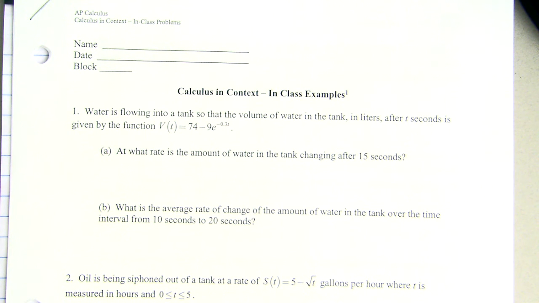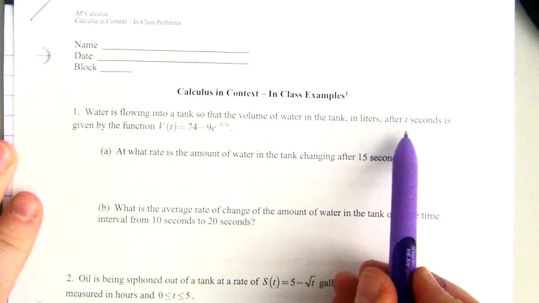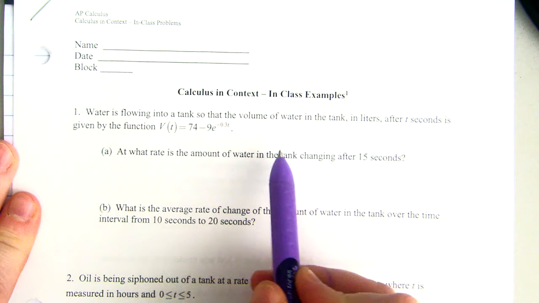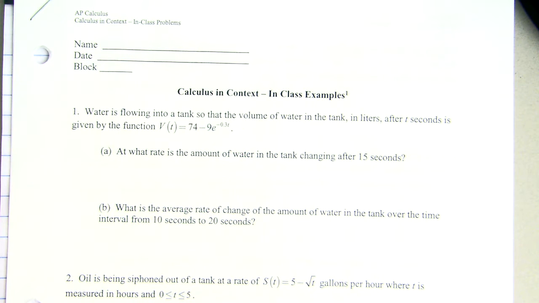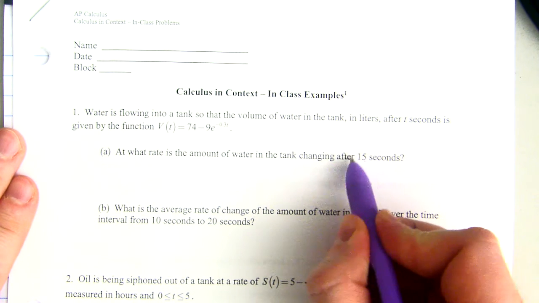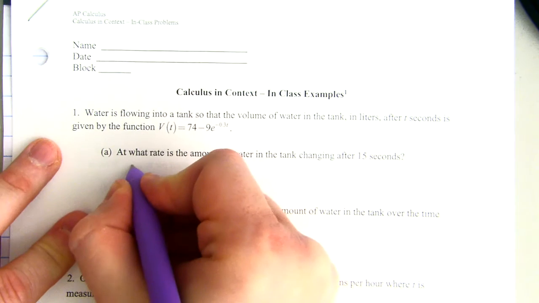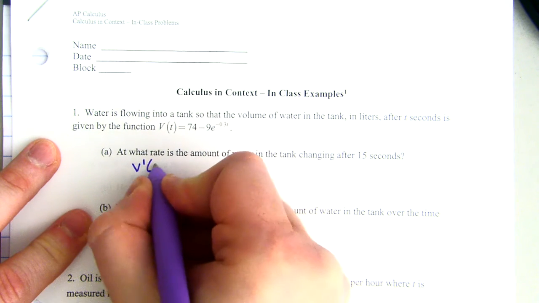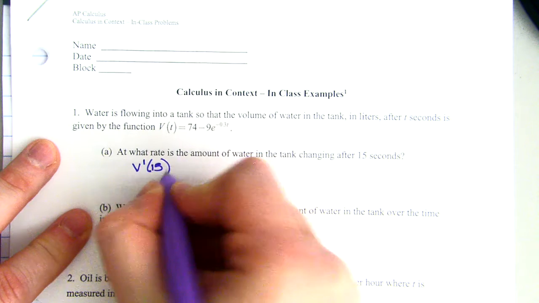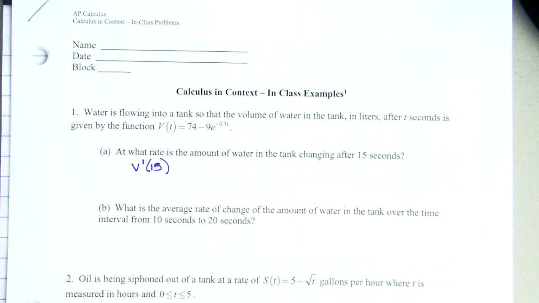In problem number 1, water is flowing into a tank so that the volume of water in the tank at any time is given by this function. You plug in a time, we get our volume. In part A, I want to know at what rate is the amount of water in the tank changing after 15 seconds. Well, the rate of change, or here the instantaneous rate of change right at 15 seconds, is the derivative. What we need to do is find the derivative at time 15, v prime of 15.